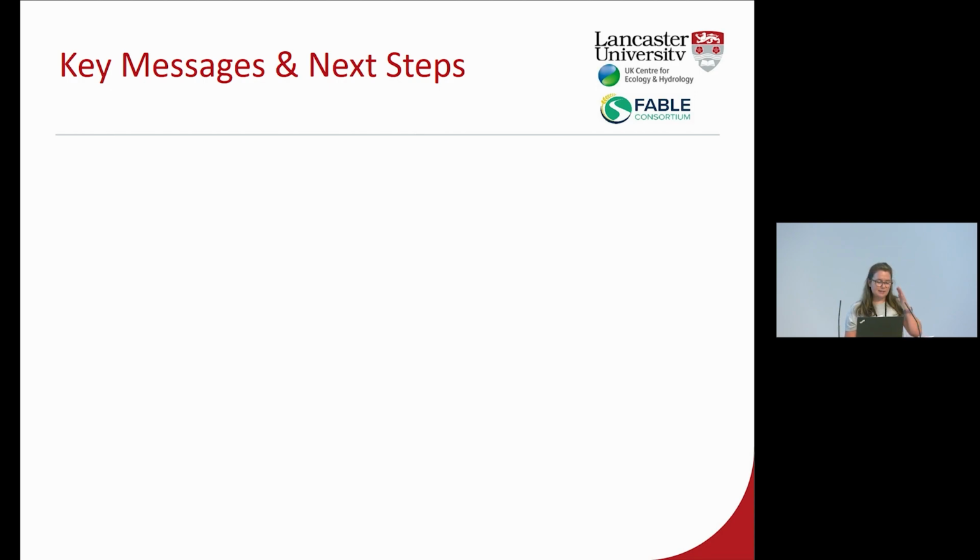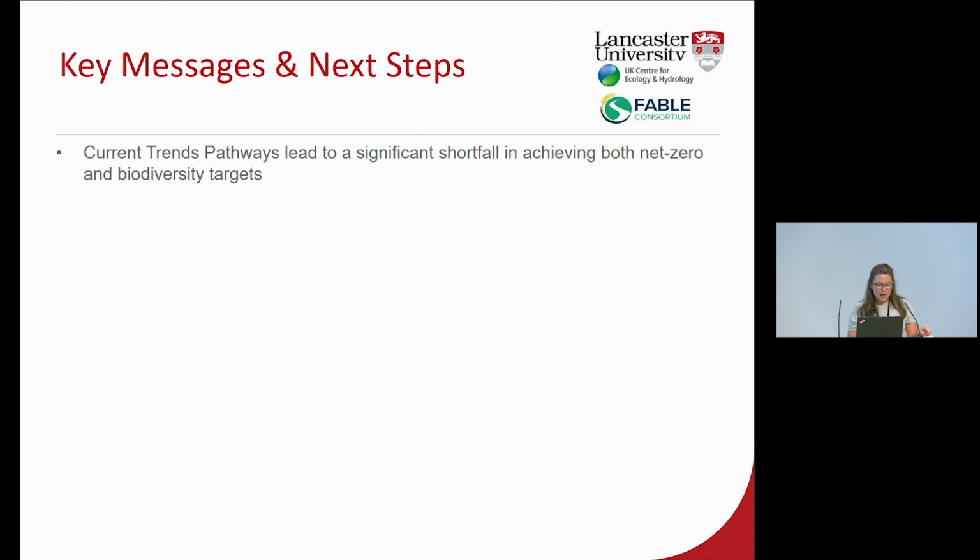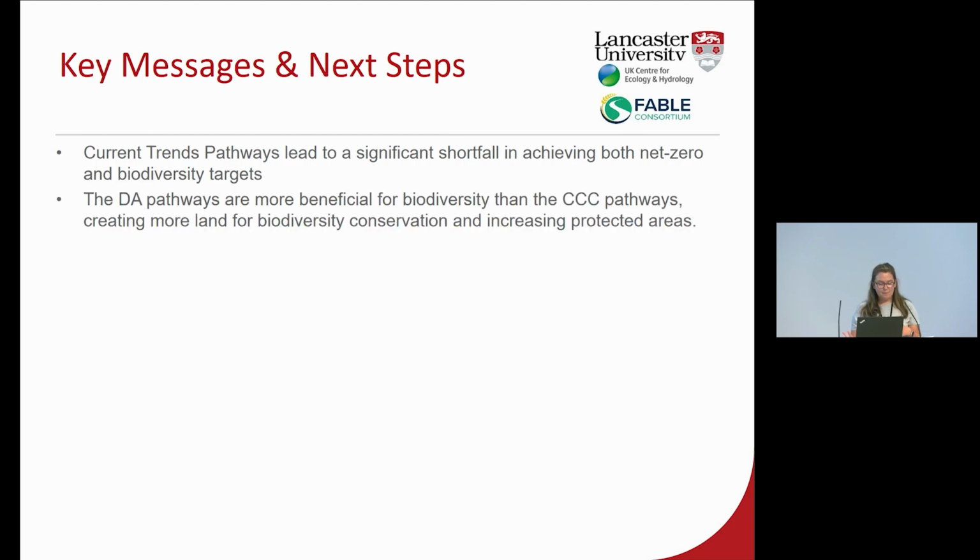I'm just going to give some key messages and next steps. The current trends pathway, as I've just shown, leads to a significant shortfall in achieving both the net zero and biodiversity targets. The DA pathways are more beneficial for biodiversity than the CCC pathways.